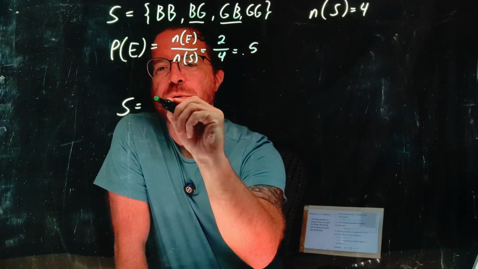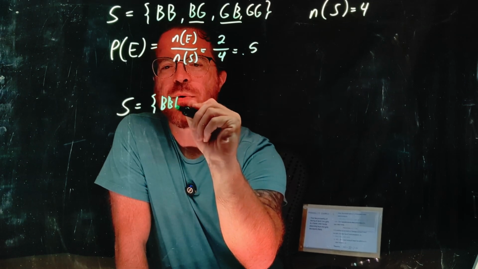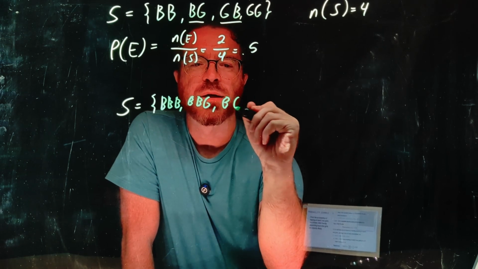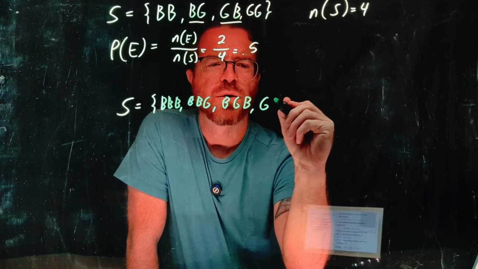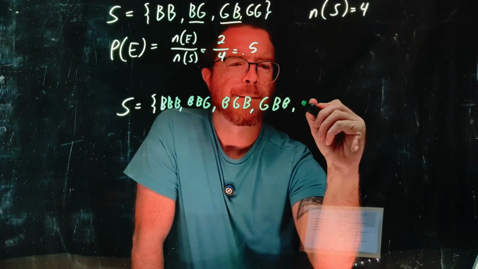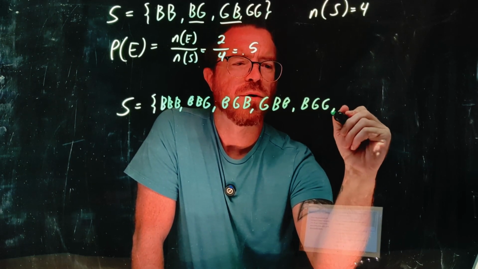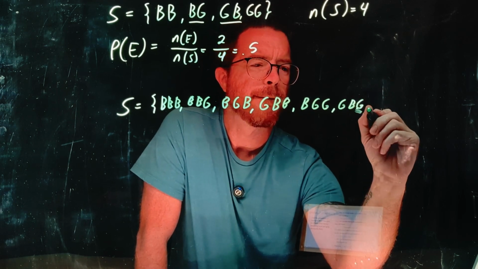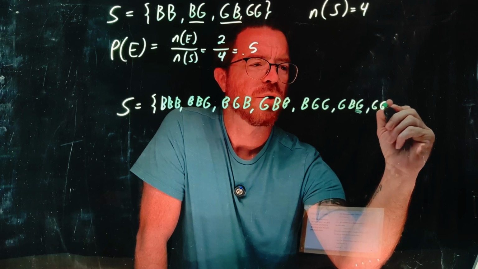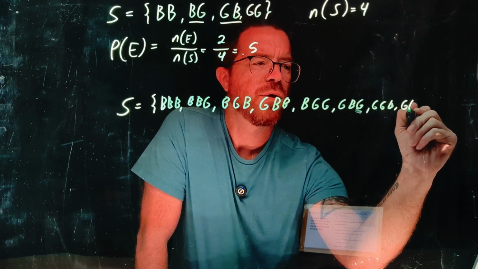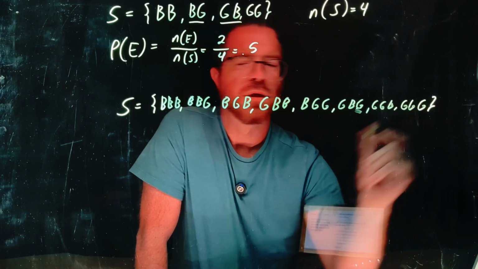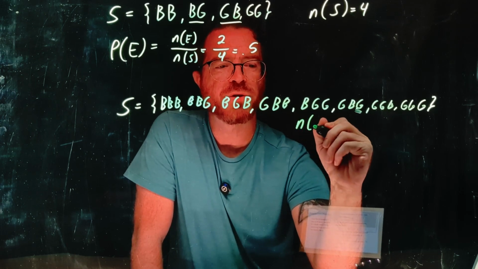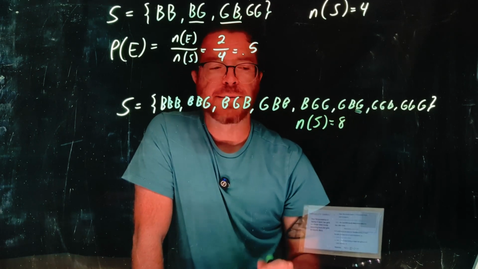So our sample space would be boy boy boy, boy boy girl, boy girl boy, girl boy boy, boy girl girl, girl boy girl, girl girl boy, and girl girl girl. So there are a total of 1, 2, 3, 4, 5, 6, 7, 8 in our sample space. So the number of our sample space is equal to 8.